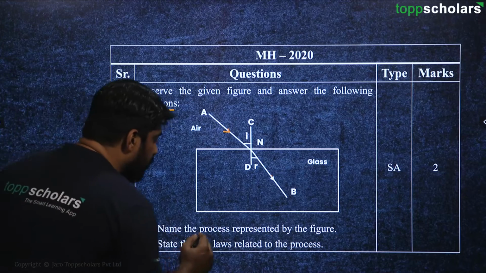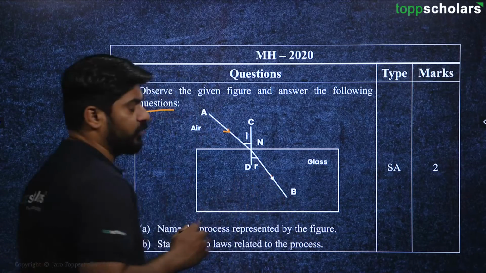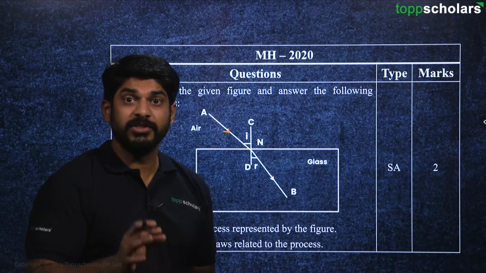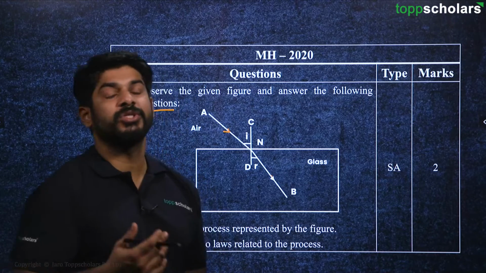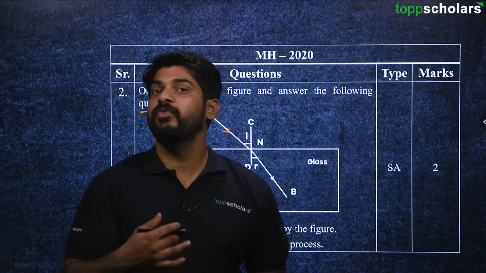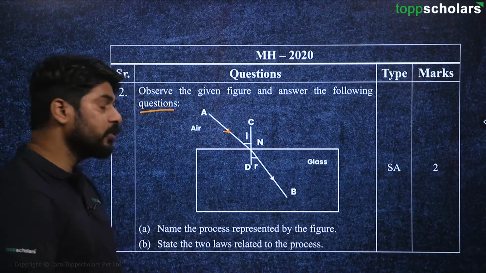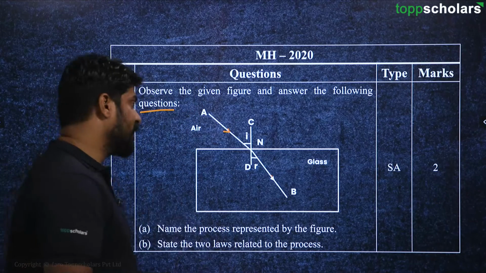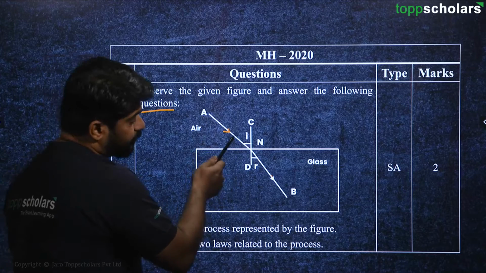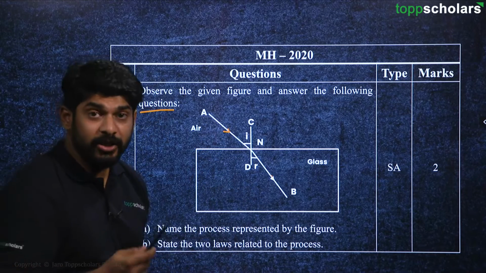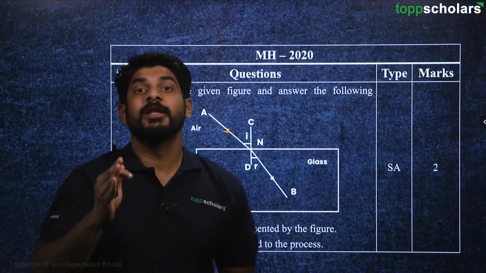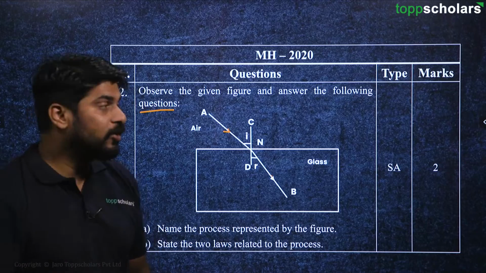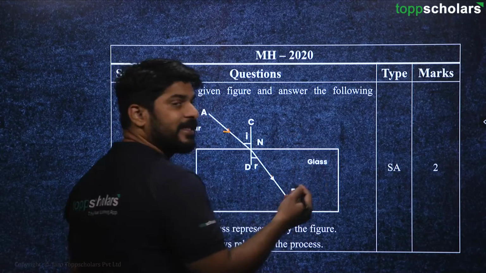Next, state the 2 laws related to the process. So here, this is the refraction of light. This is the phenomenon, and we have to state over here the laws of refraction, right? So as we know, there are 2 laws of refraction, okay. One of them says that the incident ray, the refracted ray and the normal, all of these lie in the same plane, right? This is one of the laws. Then the second law is nothing but Snell's law, okay.